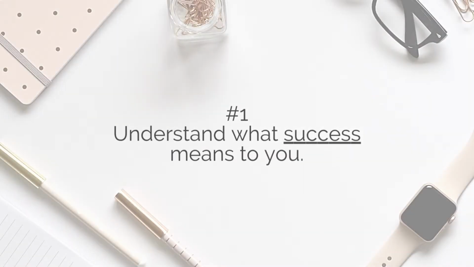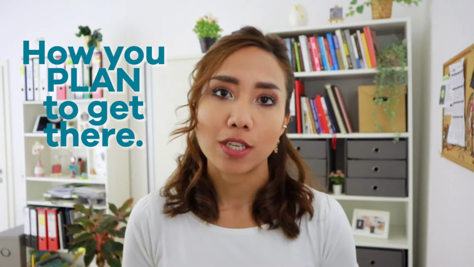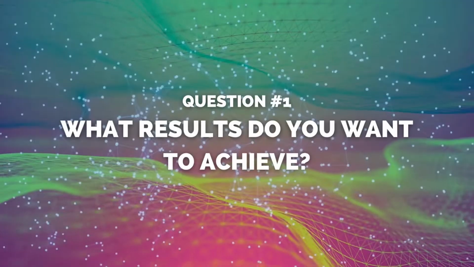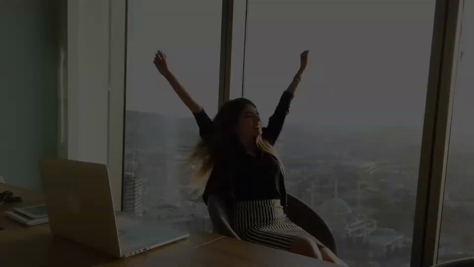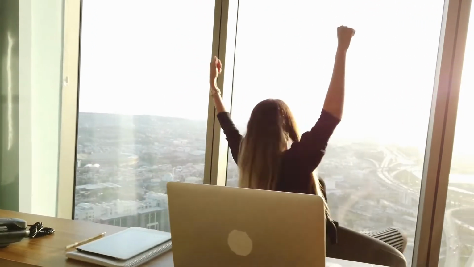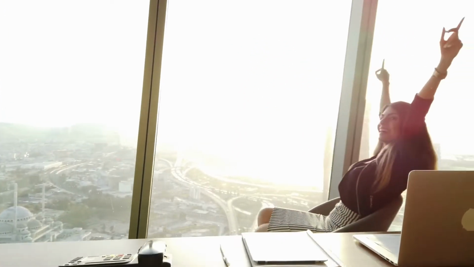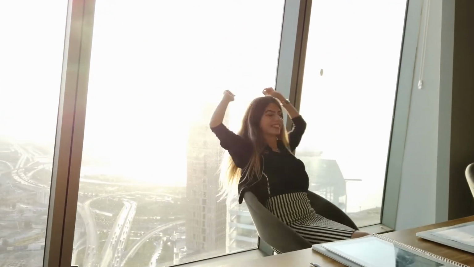1. Understand what success means to you. Success can mean different things to different people. Be clear on what success means to you and how you plan to get there by asking yourself the right questions. What results do you want to achieve? What specific final outcomes do you want, and how can you achieve continuous improvement along the way?